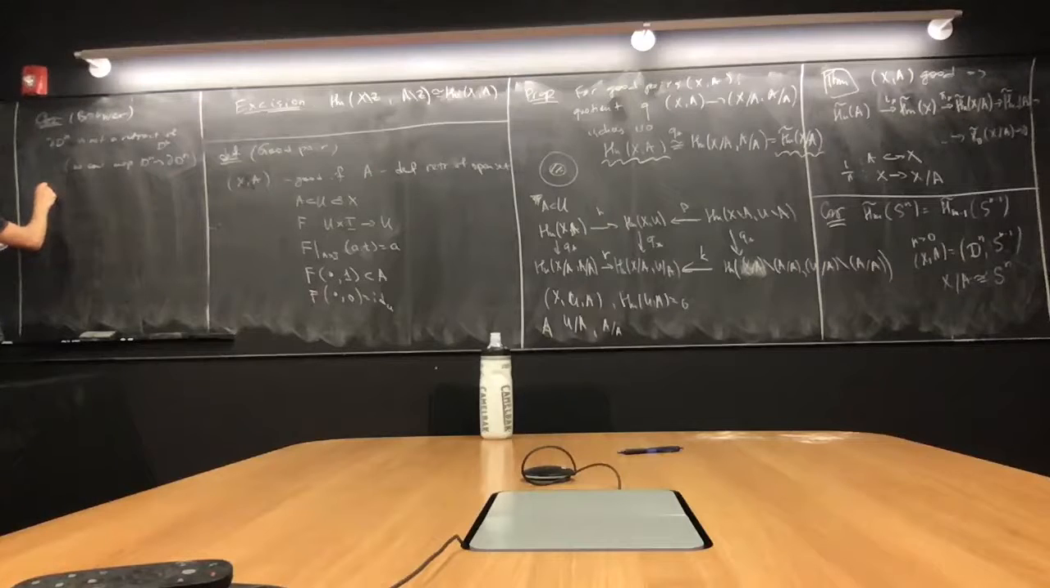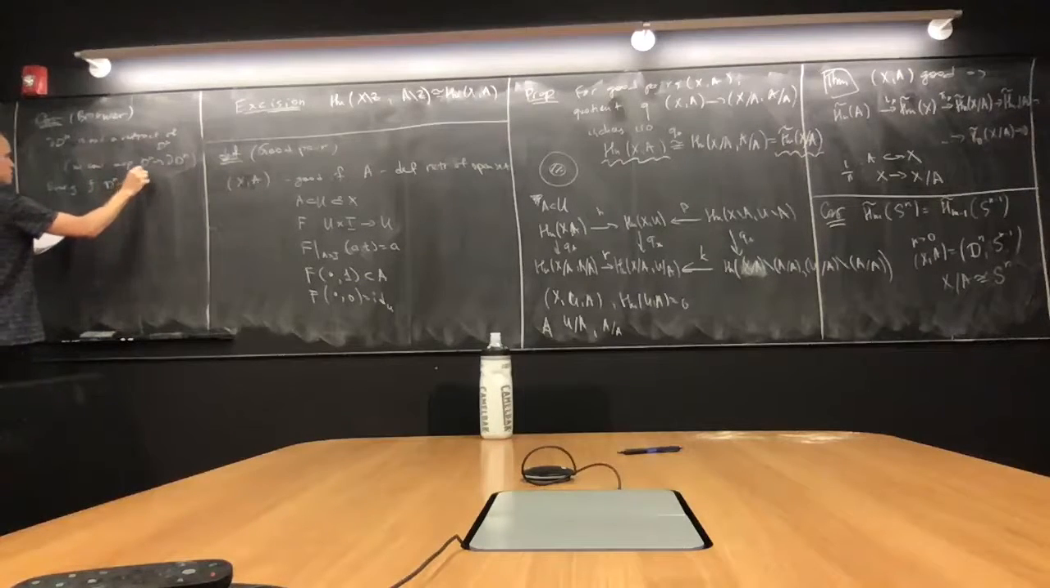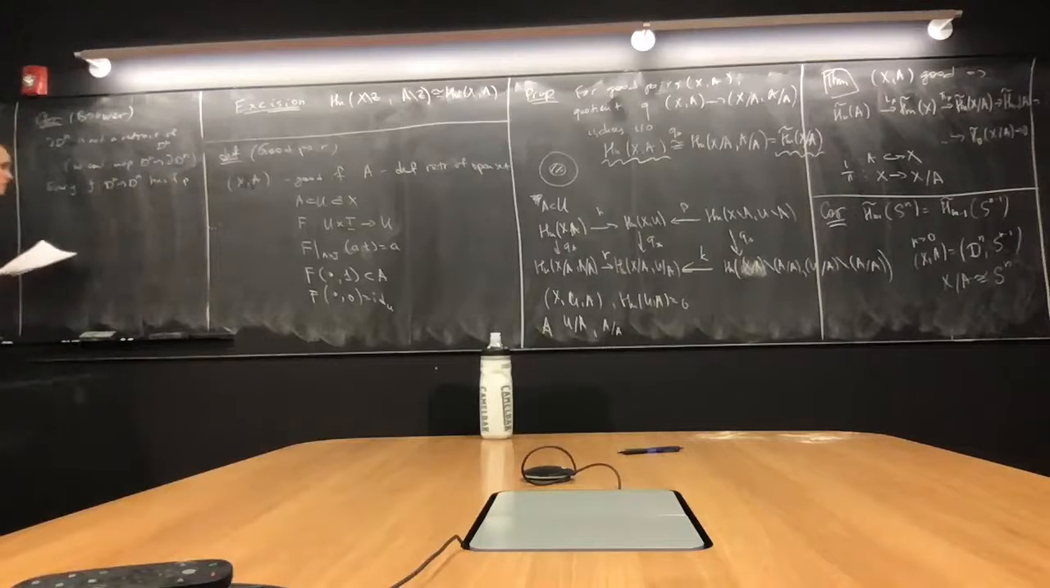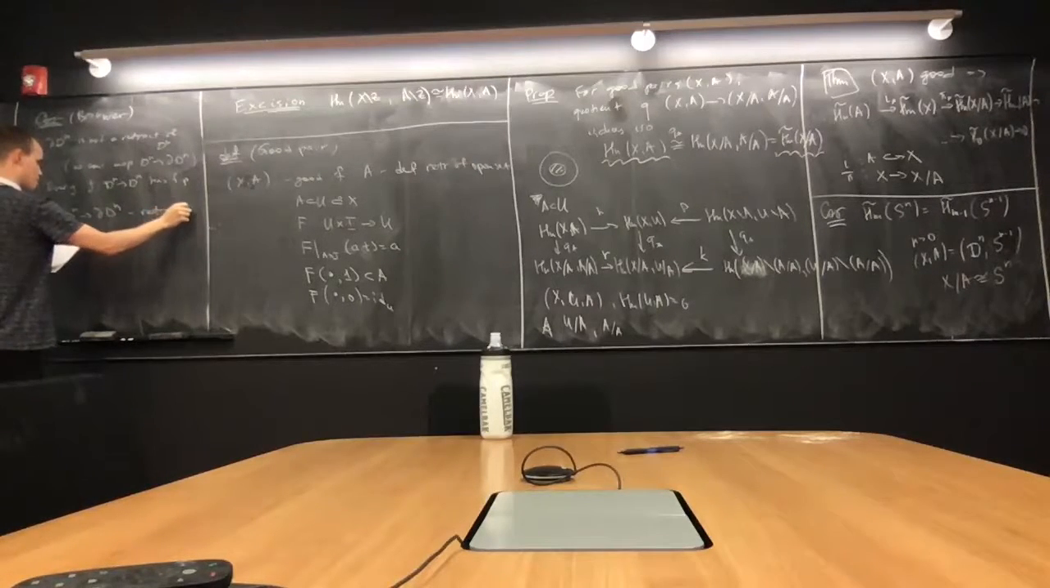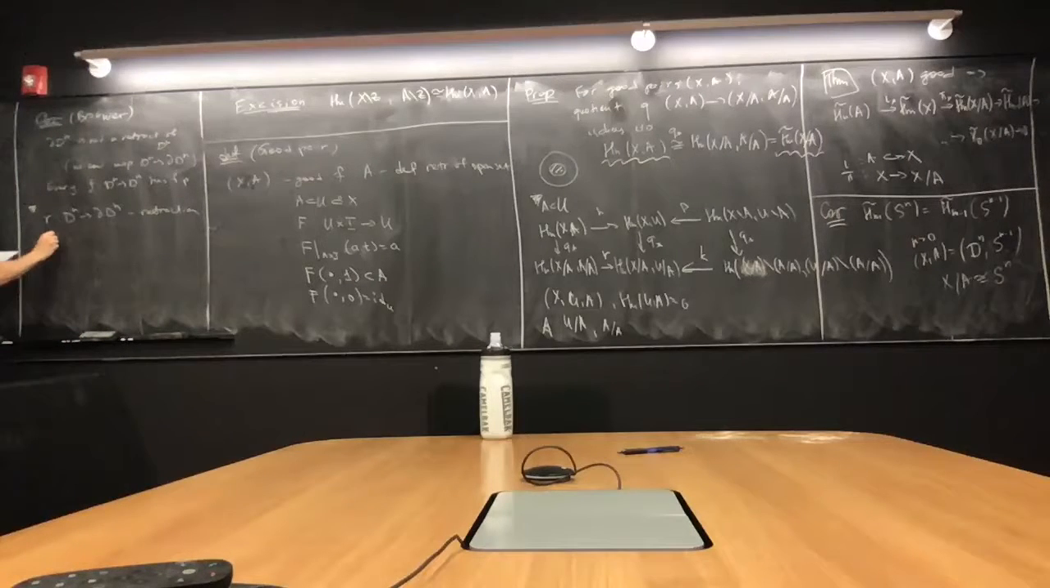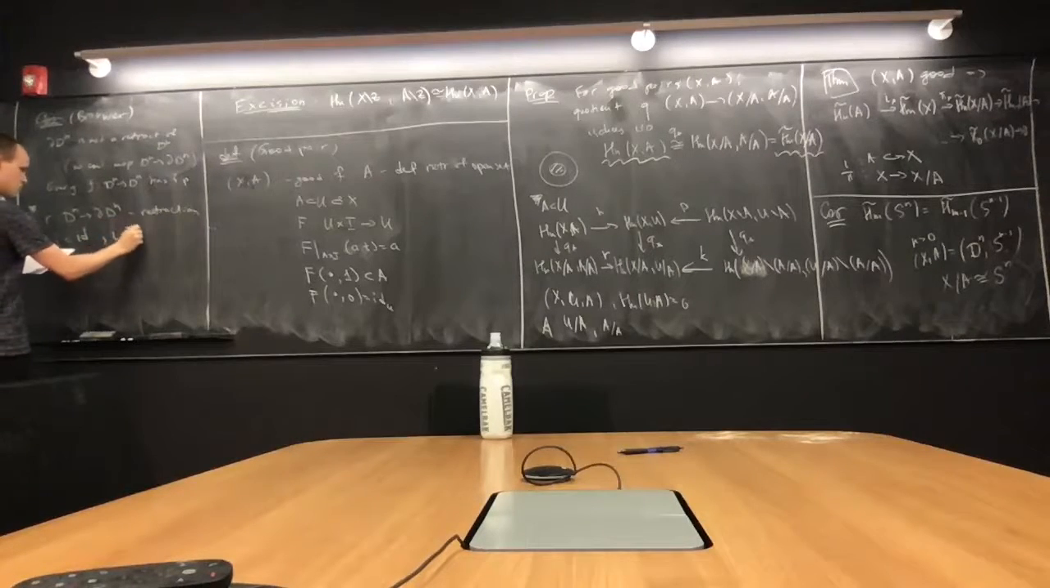And every continuous function from D^n to D^n has a fixed point, as a corollary of that general fact. Okay, so let's say r is a retraction. Suppose it exists. Then r composed with i is the identity, where i is the inclusion of the boundary.